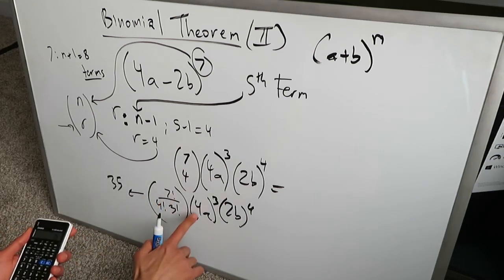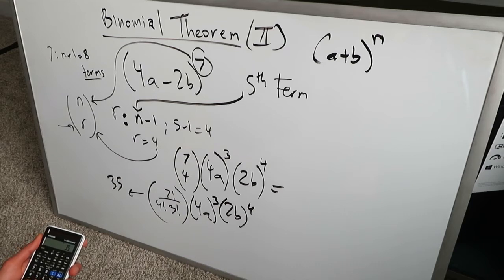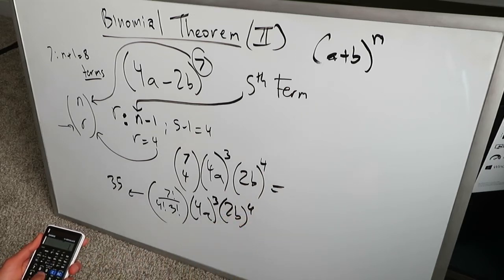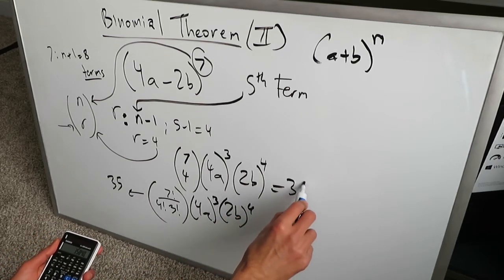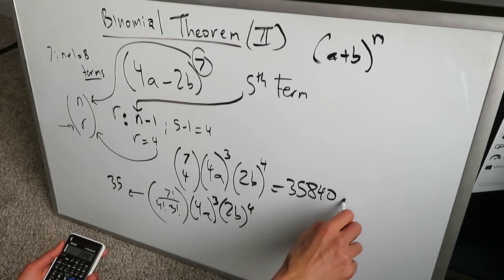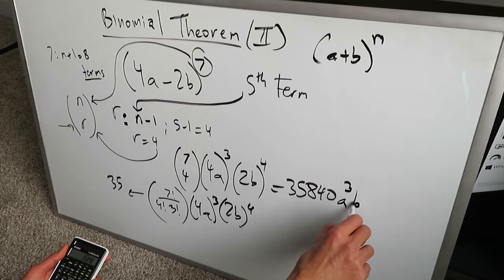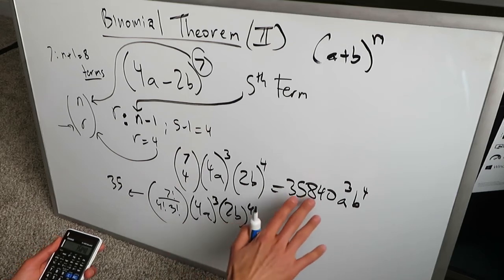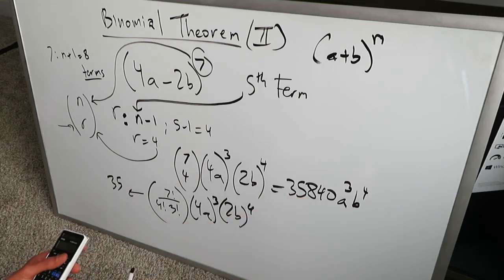But 35 is going to multiply with 4 cubed, which is a 64. And that is going to multiply with 2 to the power of 4, which is a 16. I will get a 35,840. That's my coefficient. Let's bring in the letters a to the cube, b to the 4. But I want to make sure before I present this that I'm right. So I'm going to recalculate this. And I do indeed get 35,840 a cubed b to the 4.